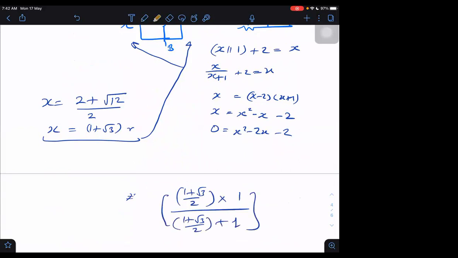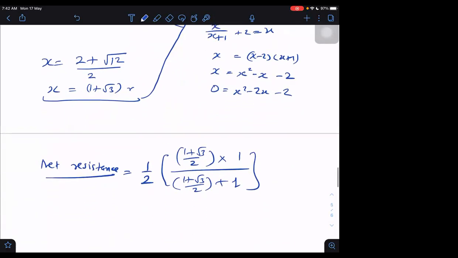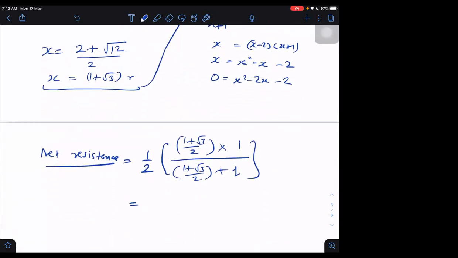This we are getting, and similarly we are getting this on the backside also. So half of this will be the answer. Net resistance will be half of this. Then we are getting it as 1 plus root 3 upon 1 plus root 3 cancels. No, 1 plus root 3 plus 2.